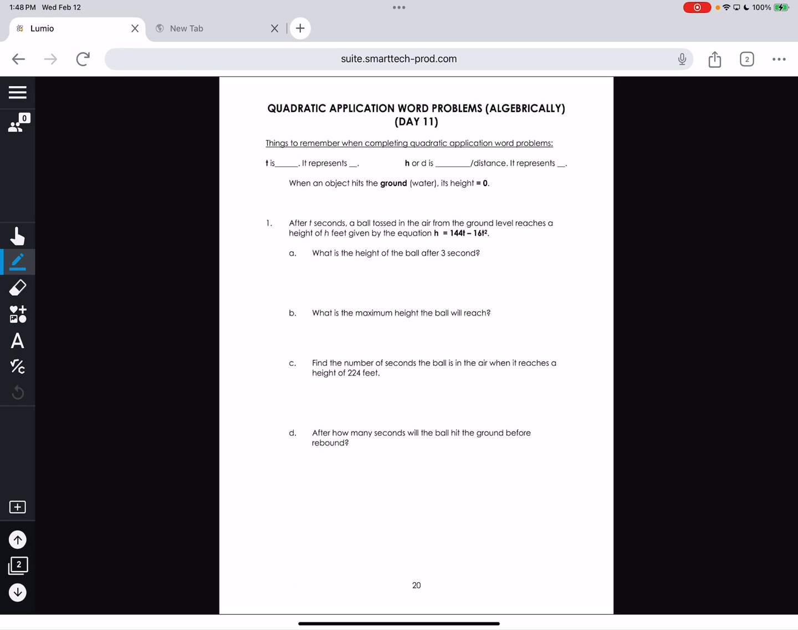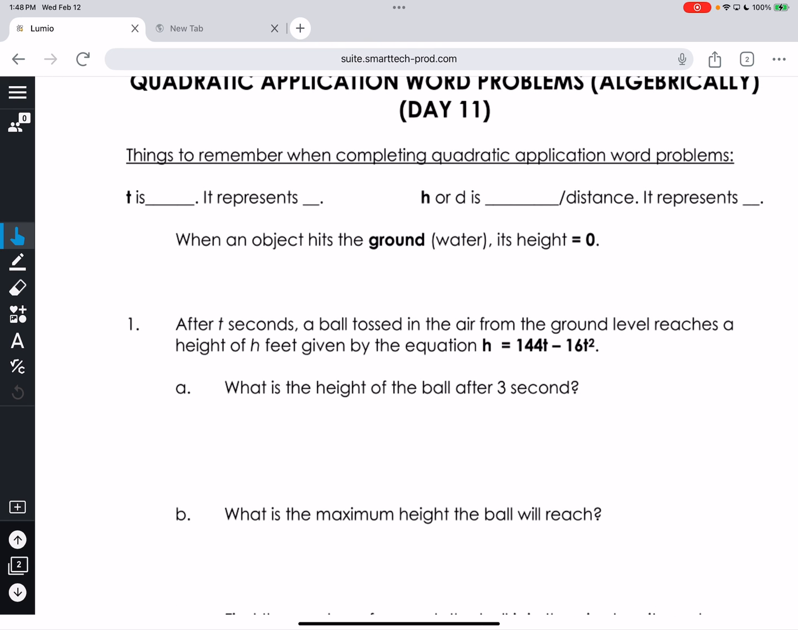Now we have no graphs. So, things to remember. T is representing what? Time. And what axis is it representing? The X. H or D is what, height or distance? Height. And it's representing which axis? The Y. All right, we're going to have times when we're sitting at 0.